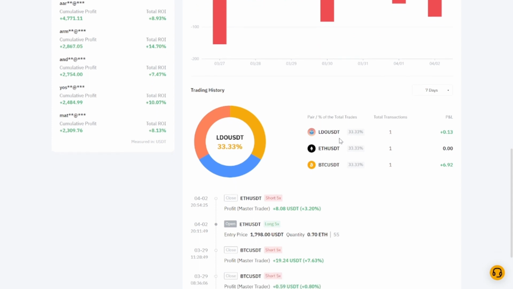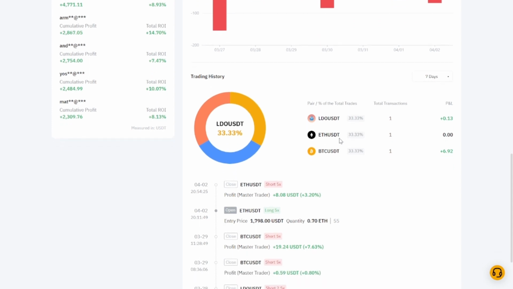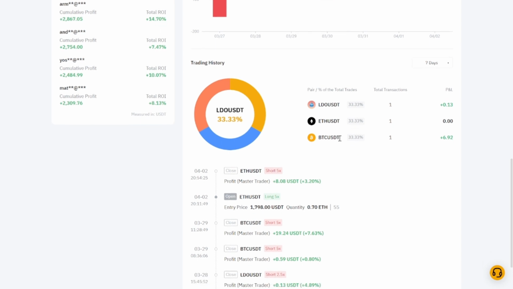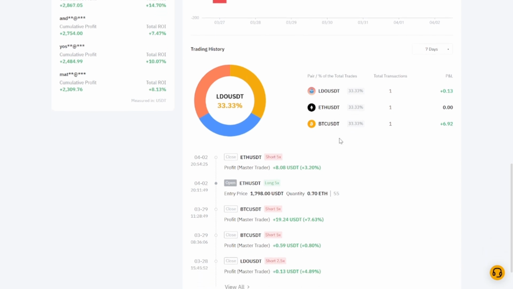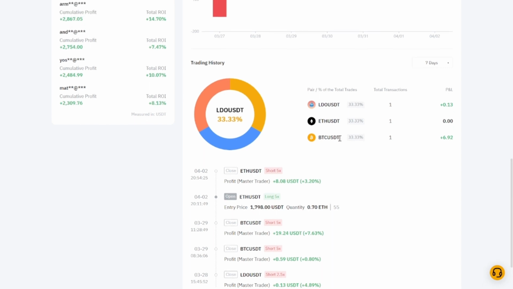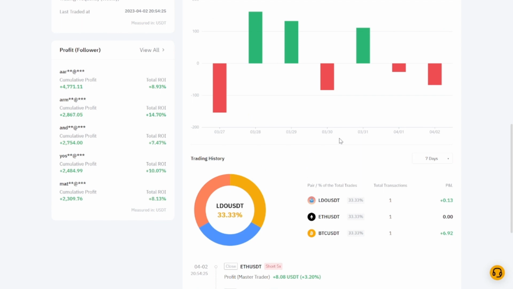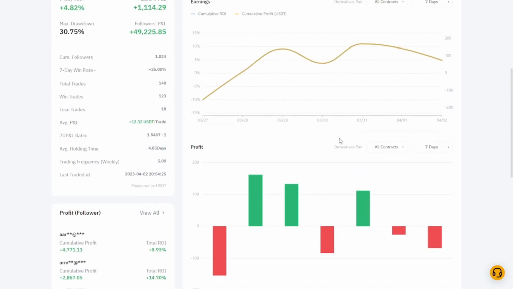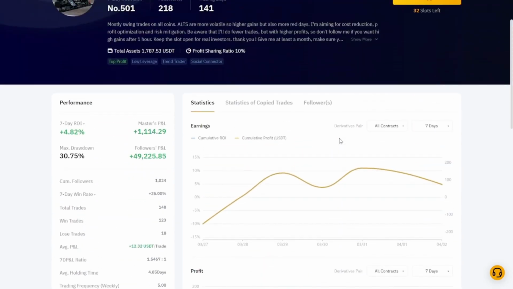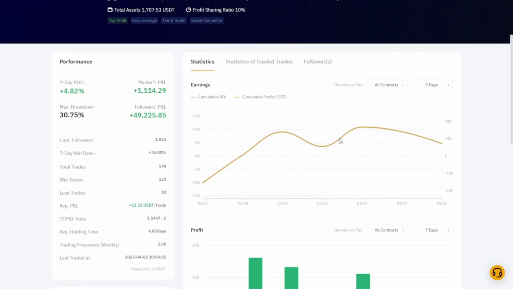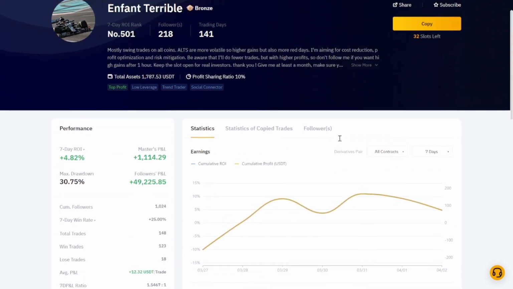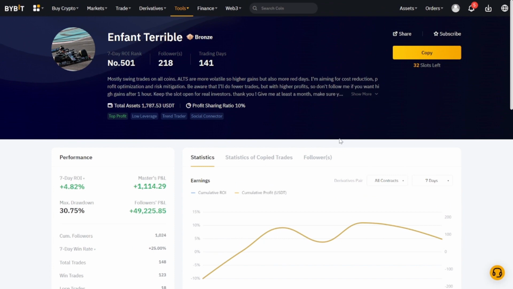The coin he is trading is not that highly volatile. He is trading Ethereum and Bitcoin and the LDO coin. So this is what this guy is doing right here, and by copying this guy, you'll be able to follow all his trades.